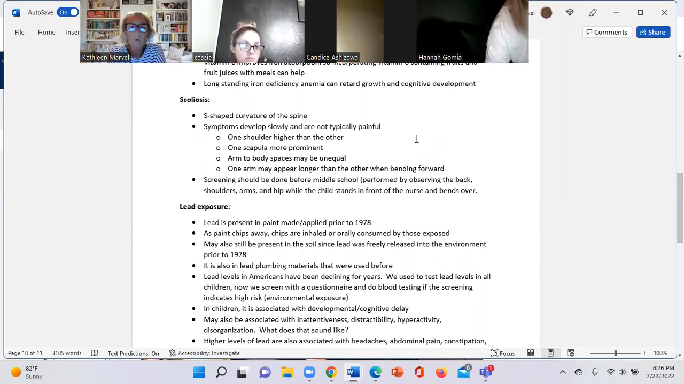Screening should be done before middle school. All right. You observe the back, shoulders, arms, hips while the child stands in front of the nurse and bends over. Okay, scoliosis screening is pretty easy.